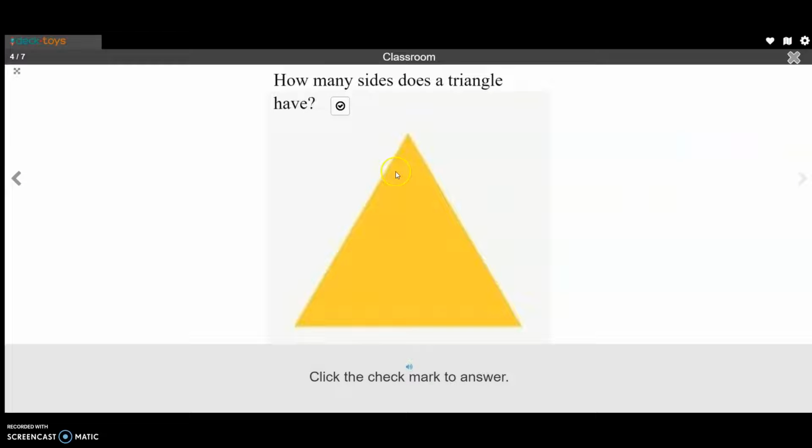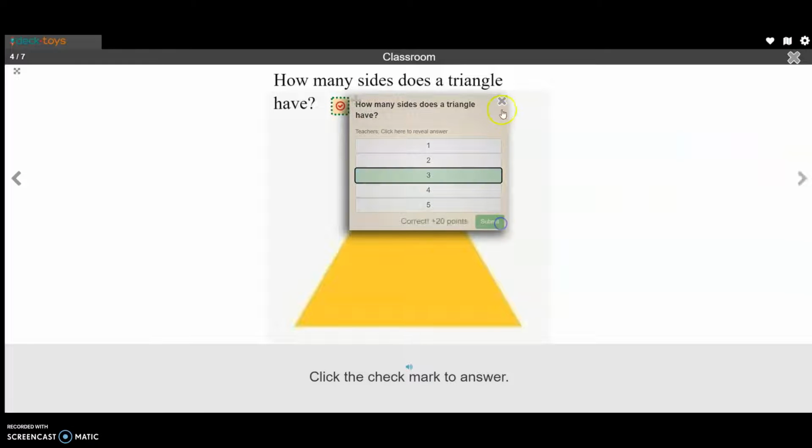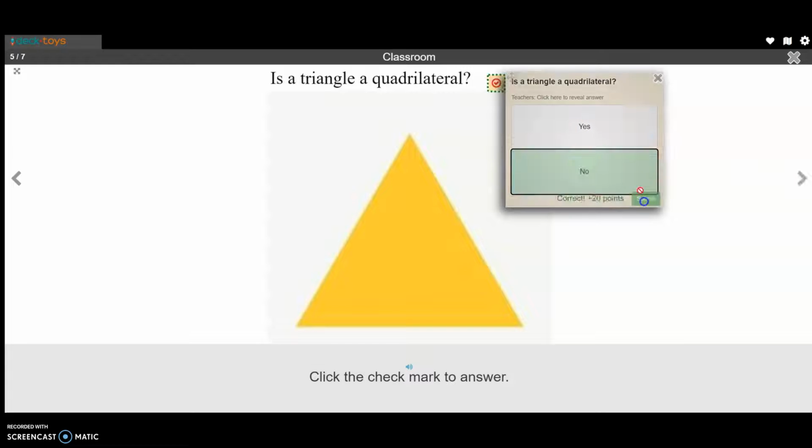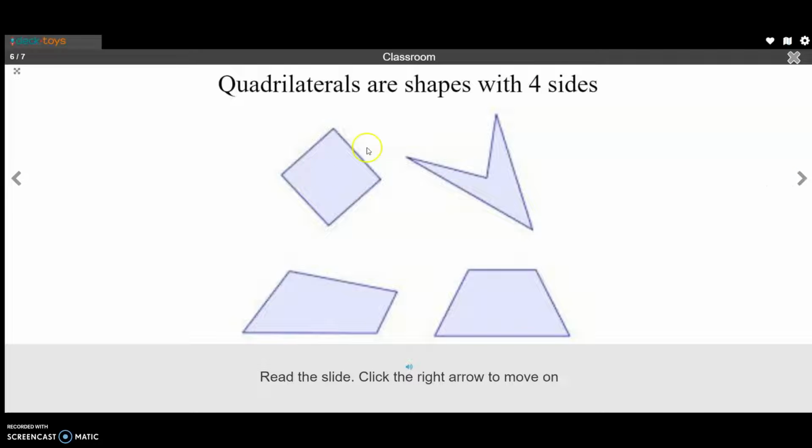All right. Here's a triangle. It has 3 sides. That's my question. The students can take their time reading it. I'm just going through it pretty quick. It is not a quadrilateral. Here are 4 types of quadrilaterals. Click the right arrow to move on.